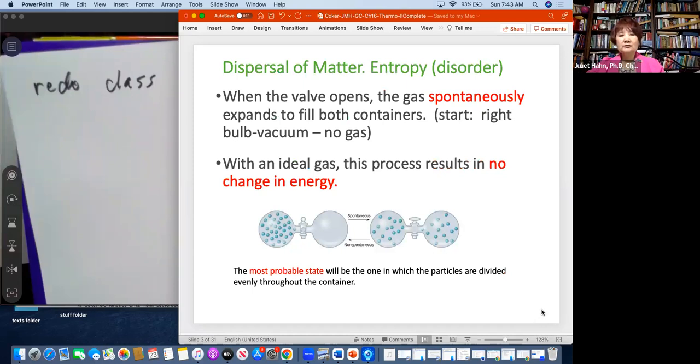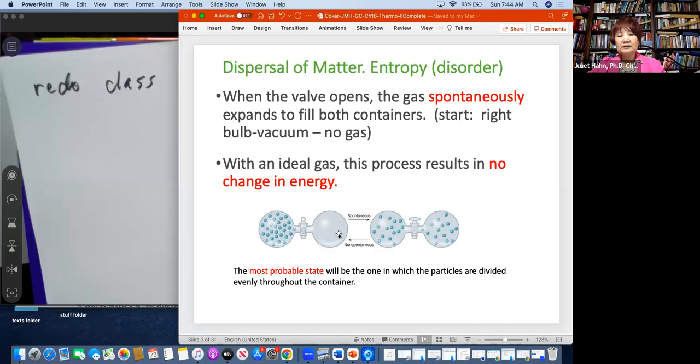So what is entropy? Entropy is a measure of disorder in the system. If you have two bulbs in a glass container, and one side has gas, there's a little valve, and then the other side has a vacuum. What'll happen is if you open the valve, the gas from this side will flow to the other side, and then you'll have a dispersal of the gases. So you'll end up with the same amount of gas on both sides of the valve.